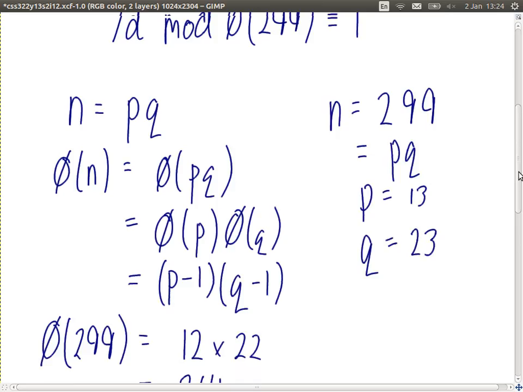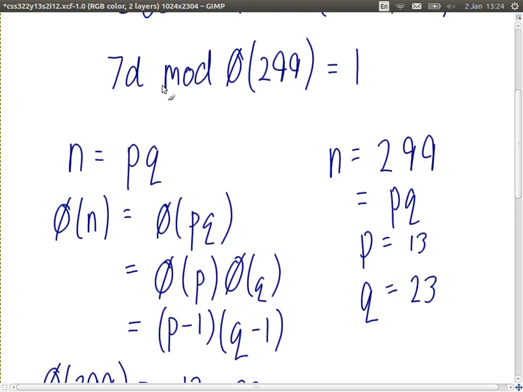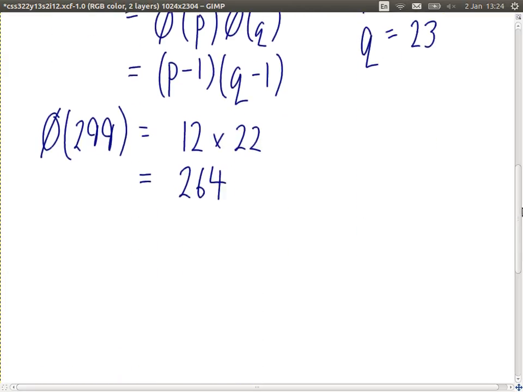Now, go back to what we know. 7 times D mod the totient of 299 equals 1. Let's write it again. 7 times something, our D, mod the totient of 299, which is 264, equals 1. Where this something here is D. And it's an integer. Again, how are you going to find D? What number multiplied by 7, mod 264, gives us a remainder of 1?